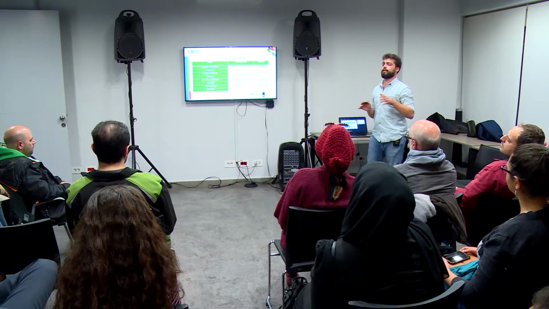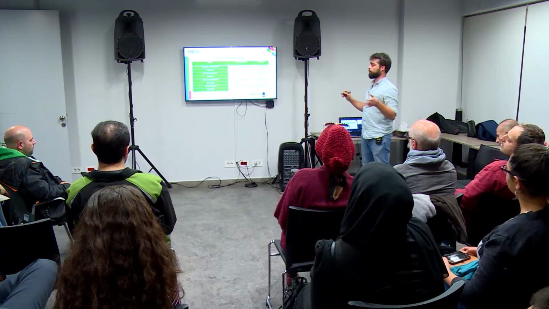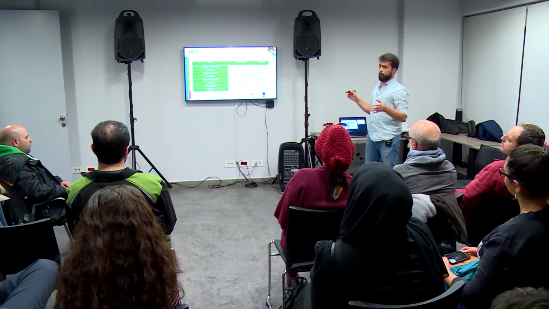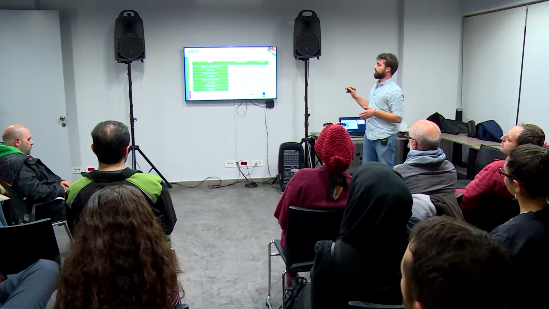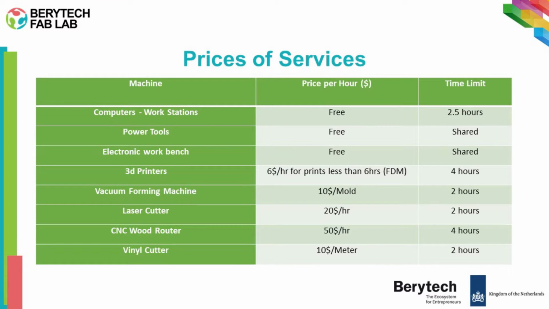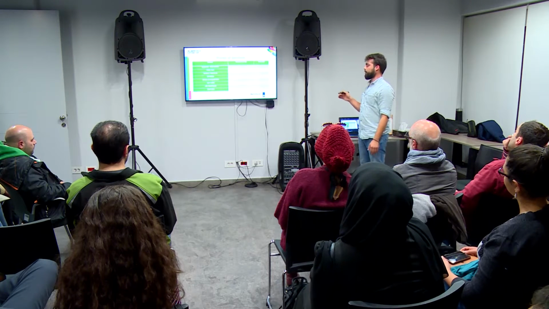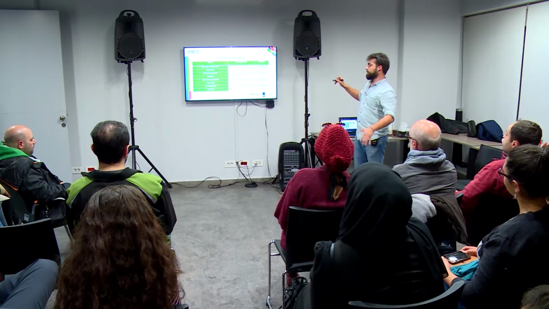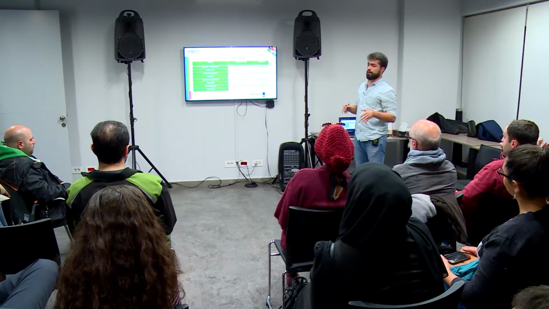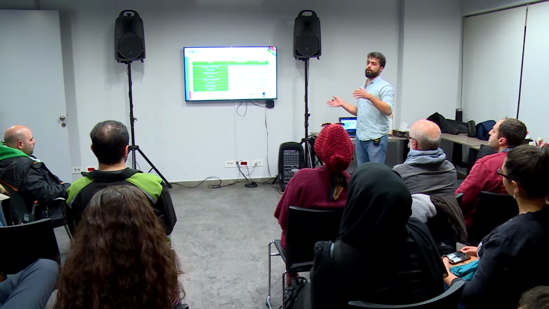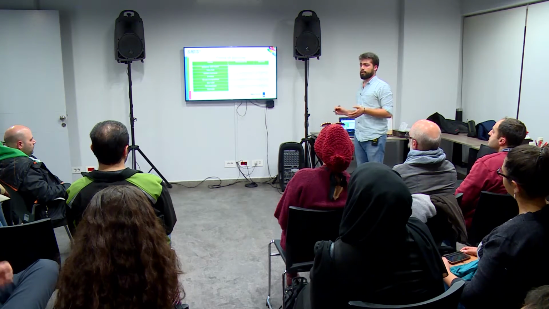As for the pricing, each machine is priced per hour as much as you consume. So 3D printing is $6 per hour, including the material. Vacuum forming is $10 per mold, which is 30 by 25 centimeters. The laser cutting is $20 per hour. CNC machining is $50 per hour, and the vinyl cutter is $10 per 1 meter cut. As for CNC machining and laser cutting, you get your material, or if it's a big scale, you order it to our site and you use it on our site.